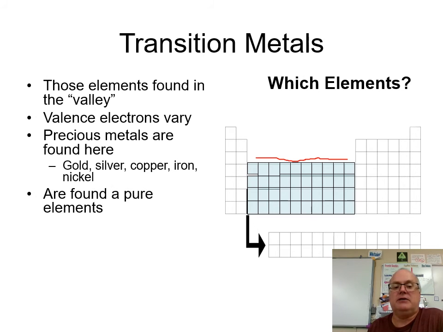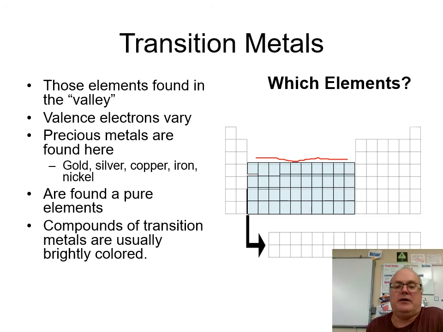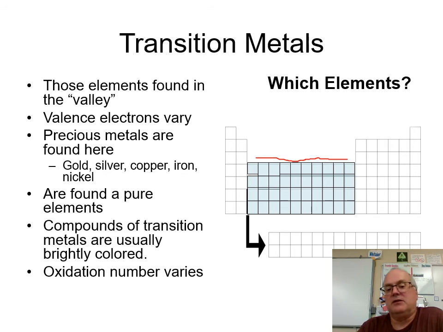They're not very reactive. You can go out in the ground and dig them up if you know where to look. You can find them in their pure metallic form. They tend to be valuable. We see them as value, so we put a lot of monetary weight on them, gold especially. And they can be colored. Most metals are silver, but some of the transition elements are colored, such as gold is gold and copper is copper, and iron tends to be a reddish color when you find it in the metallic form, and cobalt is blue. So these are colored elements, and their oxidation number is going to vary.